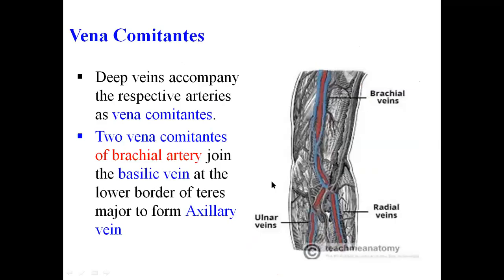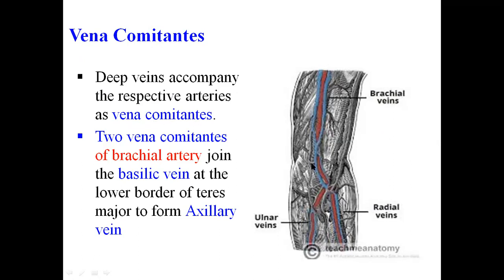Then vena comitants, I have been telling you, like this is the artery in the middle. On either side of the artery, if you find two veins, you call them vena comitants. So the deep veins accompany respective arteries. Now suppose if you see radial arteries, on either side we have radial veins. Suppose if you see ulnar arteries, on either side you have two veins which are nothing but ulnar veins. So these are nothing but vena comitants. Brachial artery also, you have two veins on either side, isn't it? That is the brachial veins. So ulnar vein, radial vein, brachial vein, all are in two sets. You call them vena comitants.